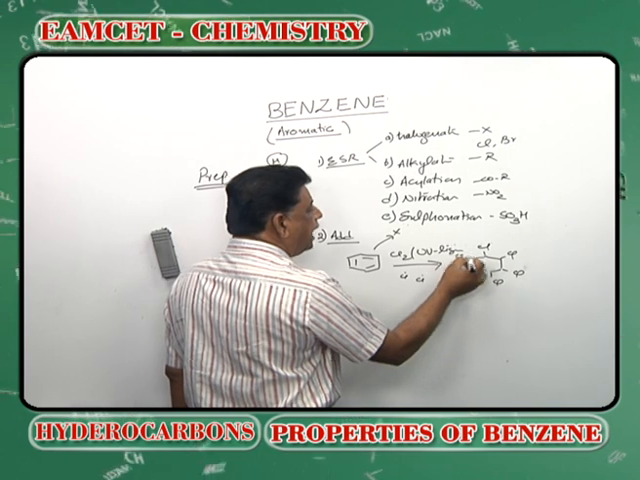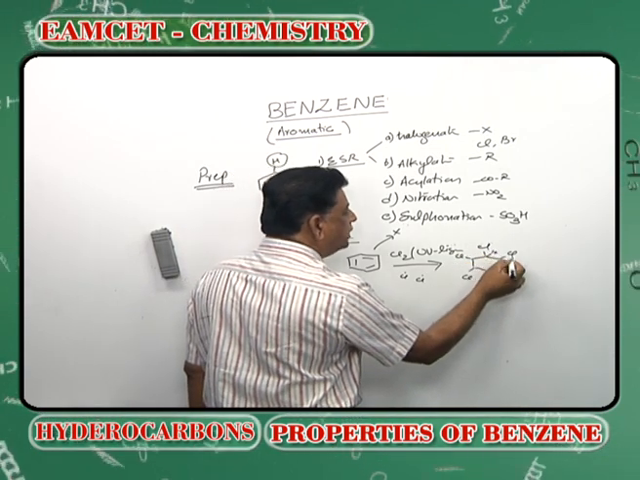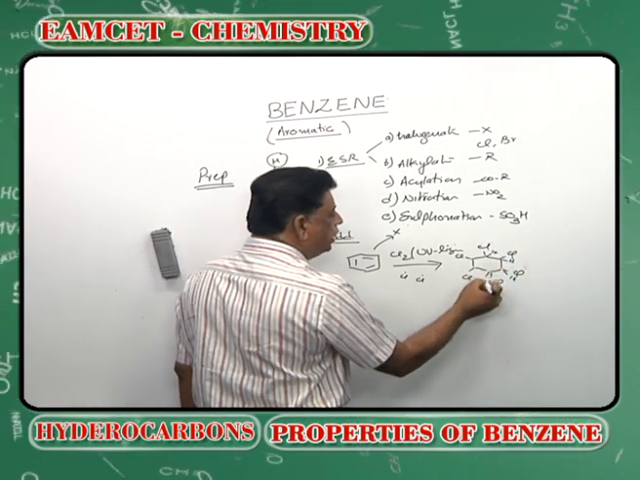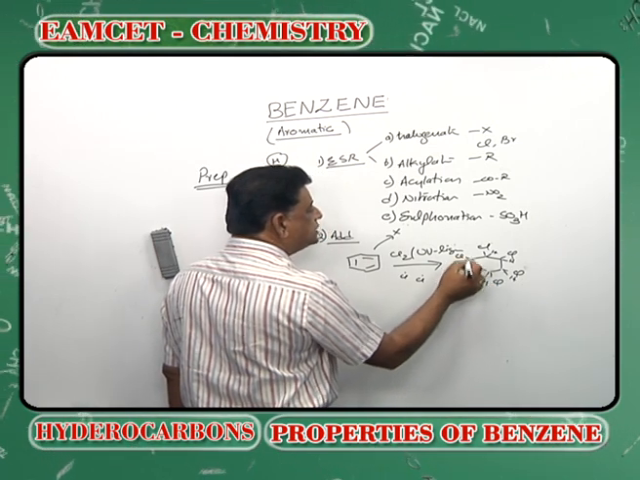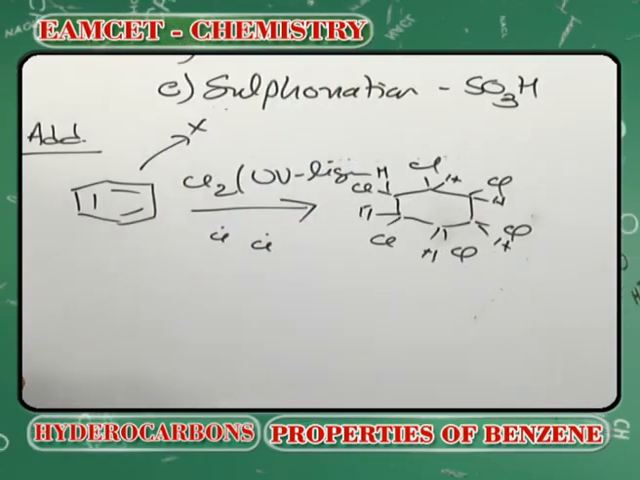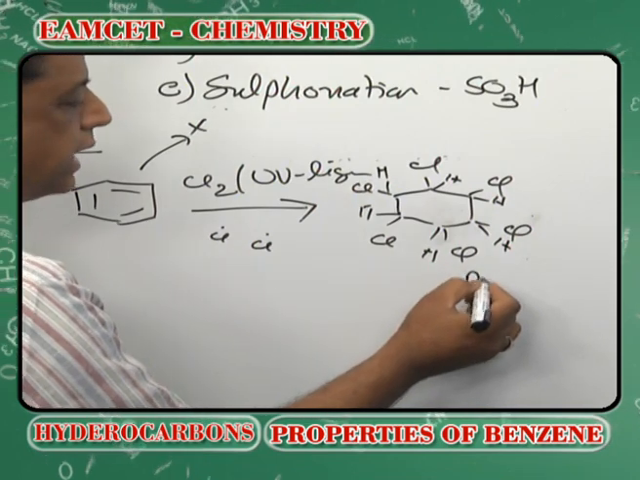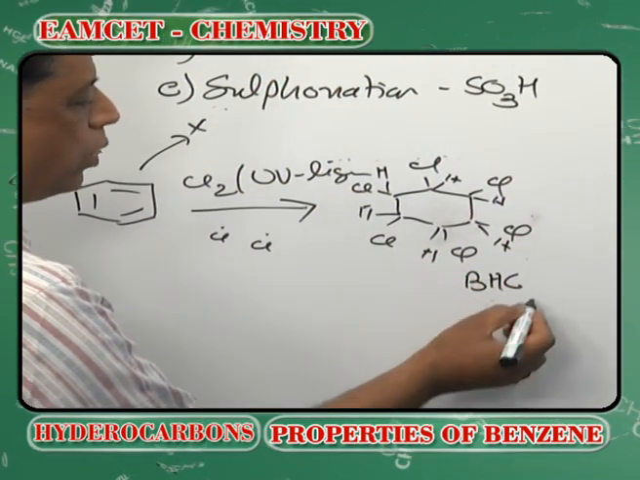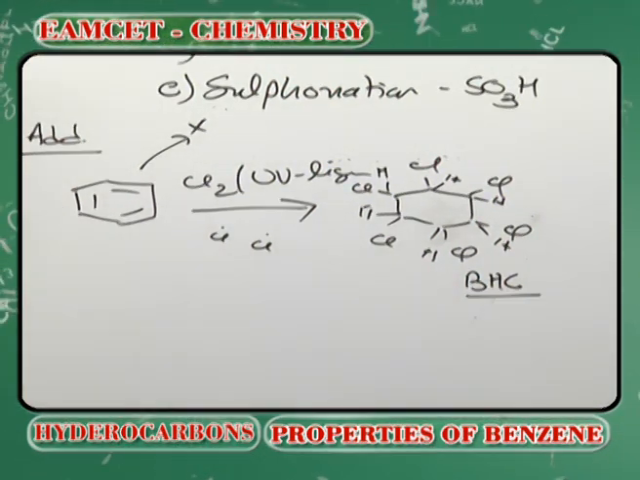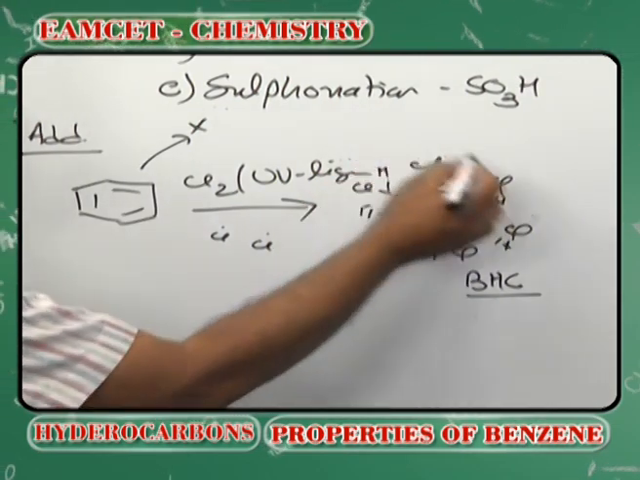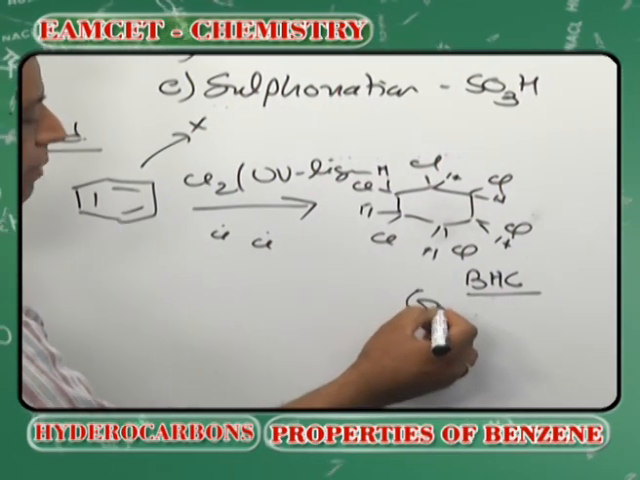Hexachlorobenzene, and each carbon also has one hydrogen, isn't it? So 1, 2, 3, 4, 5, 6, hexachlorobenzene is formed. This is also called benzene hexachloride, BHC. Commercially, it is an insecticide also known as gammexane.